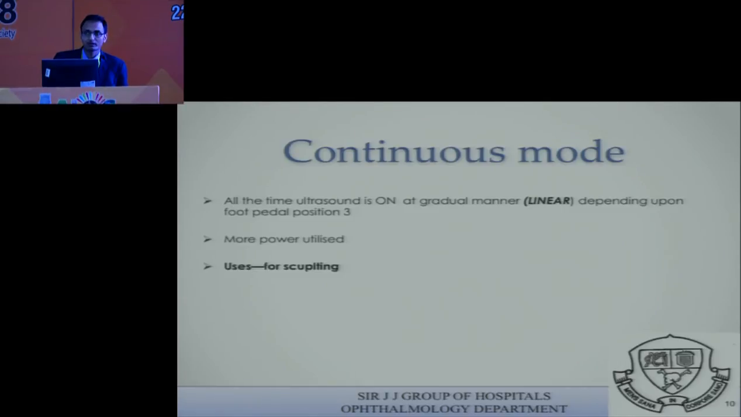Continuous mode is actually linear, so there is energy utilized for every movement as you press the foot pedal. So this is better for sculpting, when you are doing divide and conquer to make a groove inside the nucleus, be it hard or soft. The problem with the continuous mode is that the energy dissipated is much more, so if the endothelium count is poor or there is a very hard cataract, you might end up using very high energy. So this should be used only initially in Phaco 1, especially when you are dealing with hard cataracts. With soft cataract grade 2, grade 3, you might not need it also.